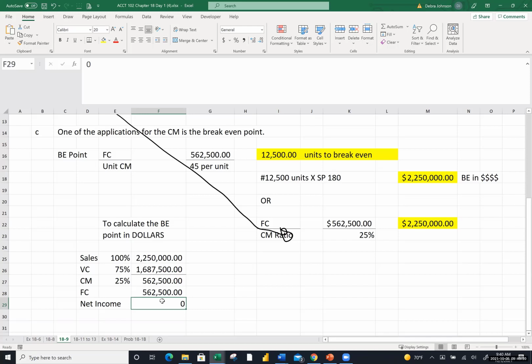So we calculated our break-even point. We did it two ways. We did it in units. That's needed by the production side. How many units do we at a minimum need to produce? We also did it in dollars. That's needed by the accounting side. And our shareholders don't really care about units. Our shareholders want to see dollars. So that is a contribution margin income statement.